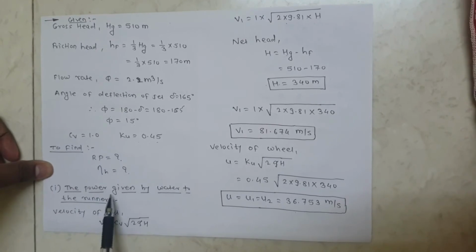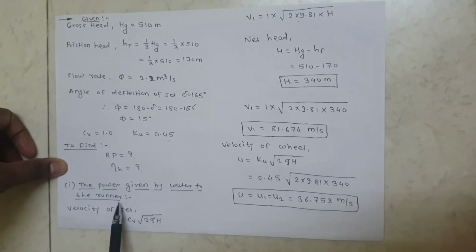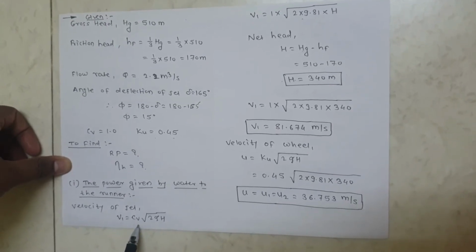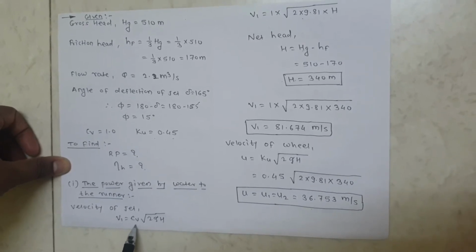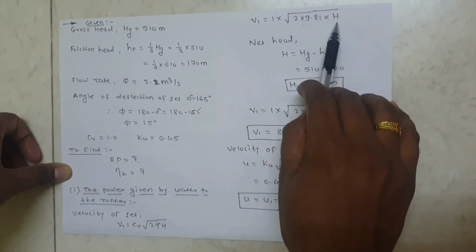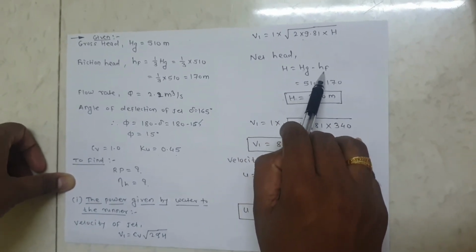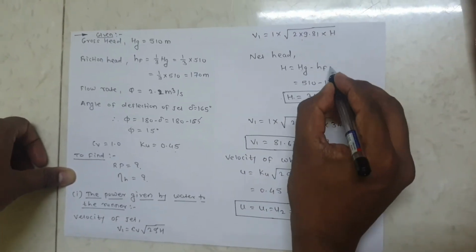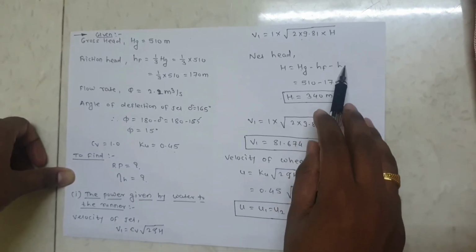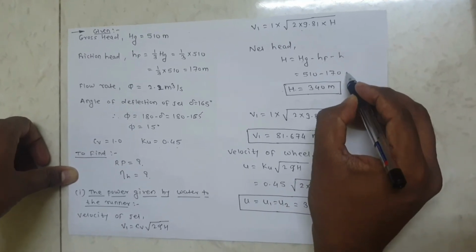First one, we have to find out the power given by water to the runner, that means runner power. For that, find out the velocity of jet V1. V1 is equal to CV square root of 2gH. Coefficient of velocity is given 1, 2, g is the acceleration 9.81, H is the head. We have to find out the net head. That net head is equal to gross head minus friction head minus head below the nozzle. The head below the nozzle is not given most of the times. At that time it is equal to 0 or neglected.